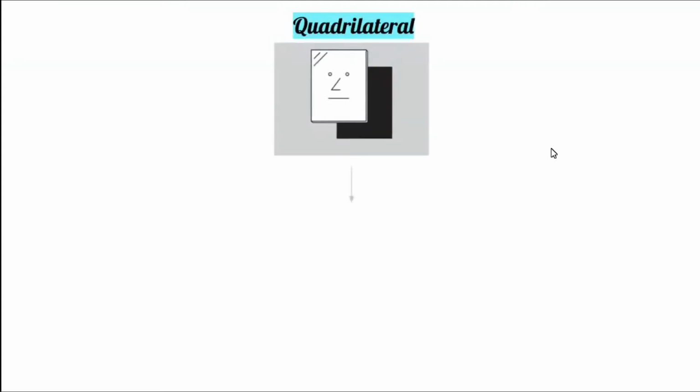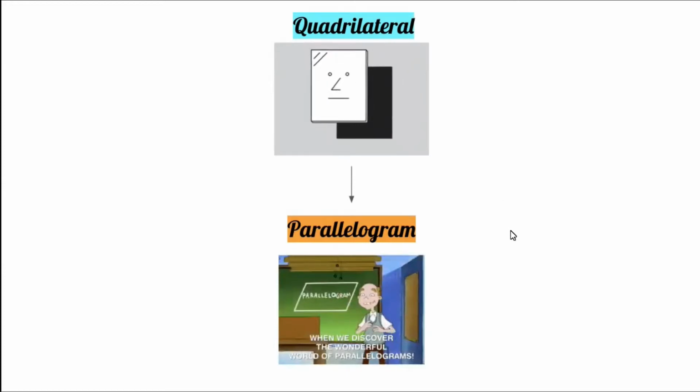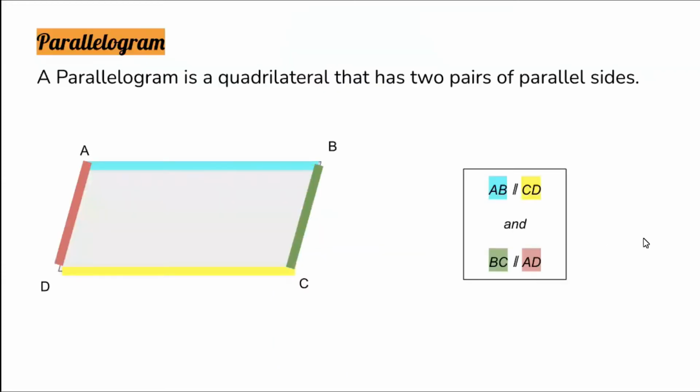The quadrilateral that we're going to focus on is what we call a parallelogram. A parallelogram is a type of quadrilateral. What's so special about it? Well, its name says that it has parallel sides. So here's the official definition of a parallelogram: it is a quadrilateral that has two pairs of parallel sides.